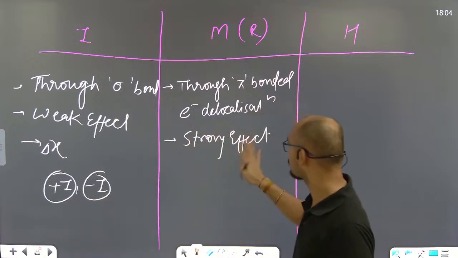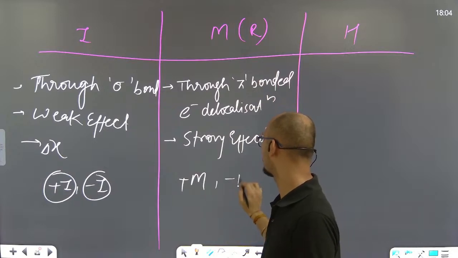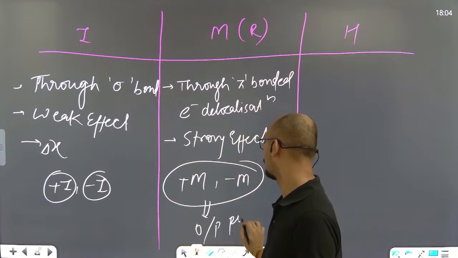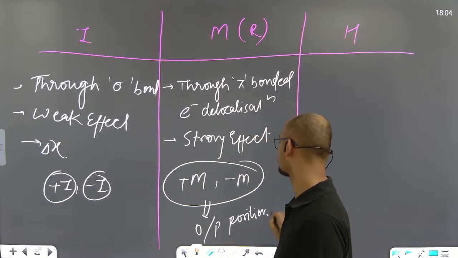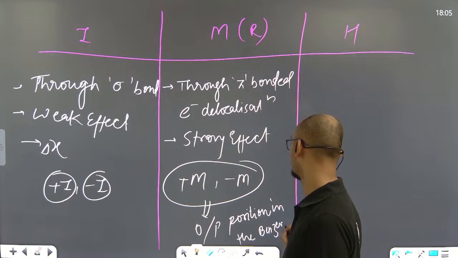Now, this is the strong effect. How many types are there? The same: plus M and minus M. Where does it work? It works at the ortho and para positions in the benzene ring. Not a big deal.